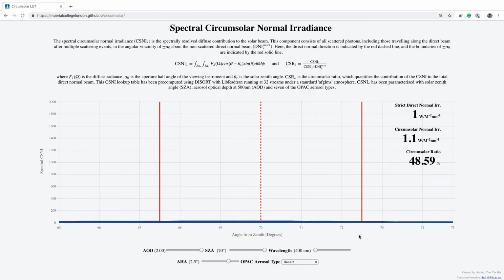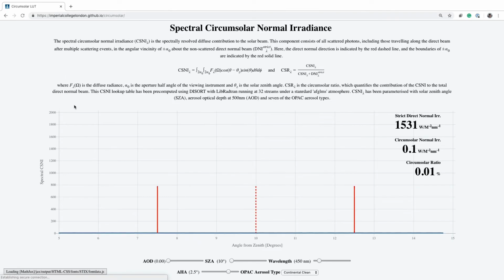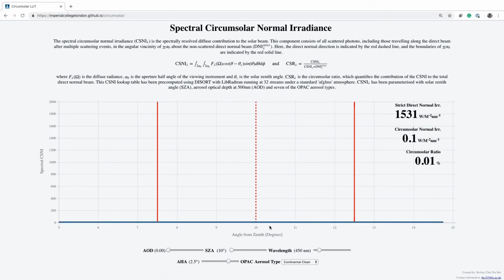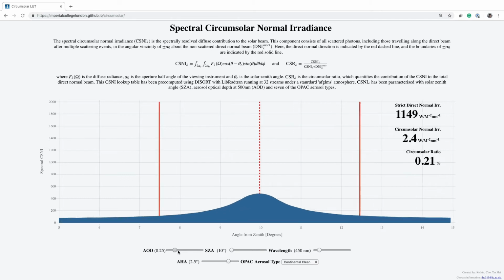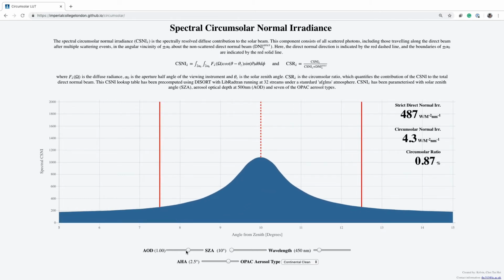Let me just refresh this. Right now it's nothing because the aerosol optical depth is set at 0, so there's no scatterer in the atmosphere, or very little. Okay, if we increase the amount of aerosol in the atmosphere, now we can see what we call the sun shape starting to emerge. It's mostly in the forward direction because of Mie scattering, so it's mostly in the forward regime.